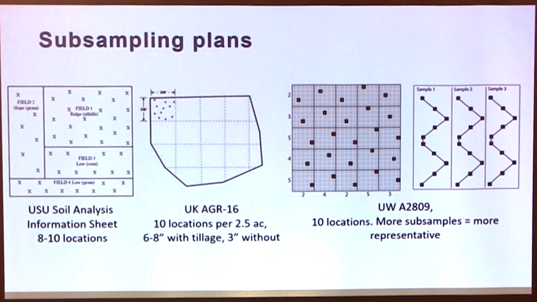There's all these different guides that talk about how to randomly sample. And I just wanted to show a few of them to show that they're all kind of the same. Just try to get across the area. Except for Wisconsin that has a W shape.